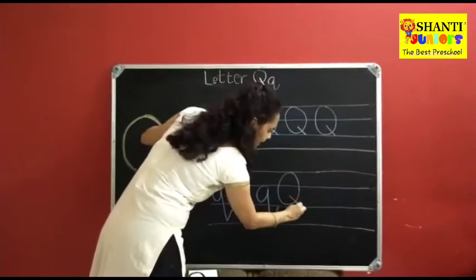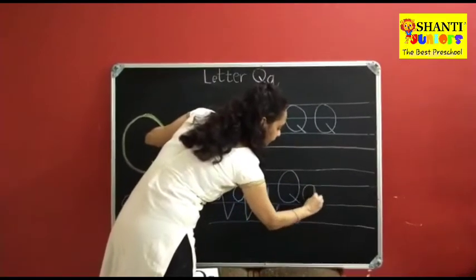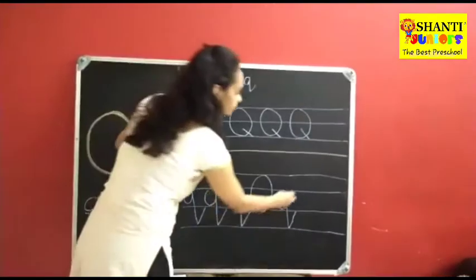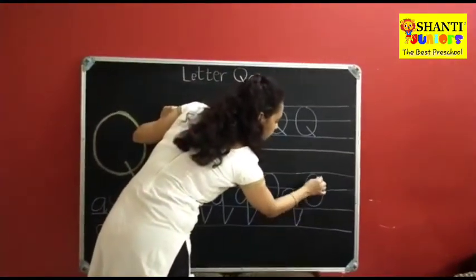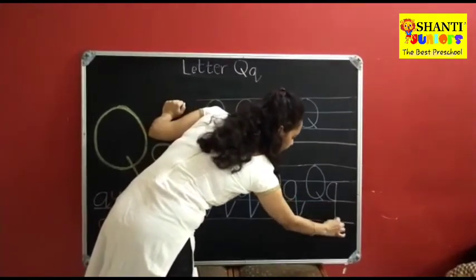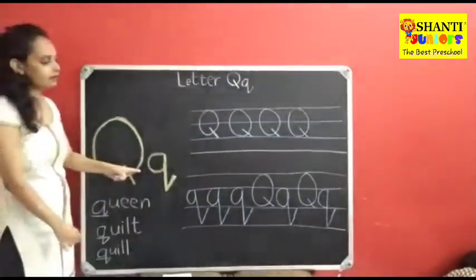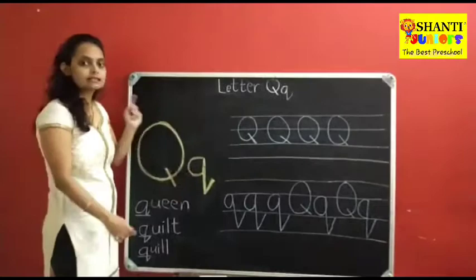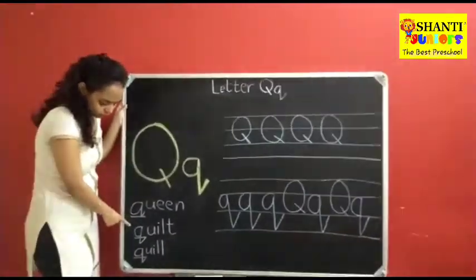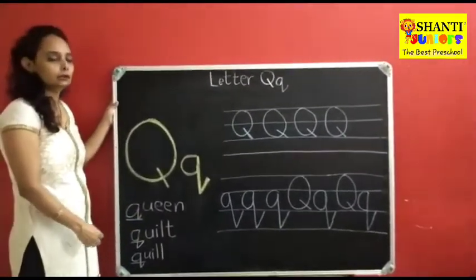Write O, slanting line, okay? And curve, come down and go up. It becomes letter Q. Write O, slanting line, curve, standing line, and curve. It becomes letter Q. So today we have learned how to write letter Q. The sound is quack, quack. And Q for queen, Q for quilt, Q for quill. Okay, all these words start with letter Q.